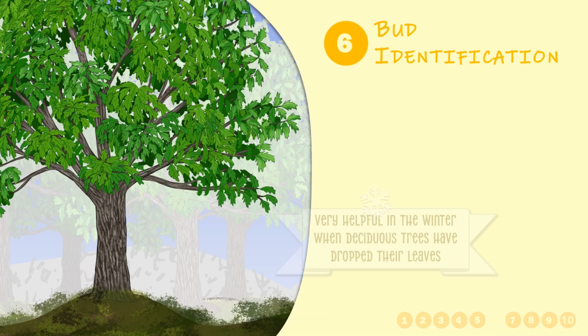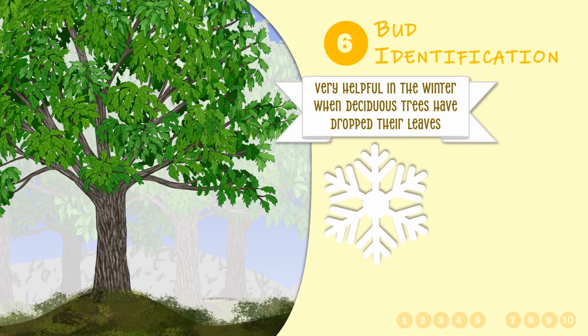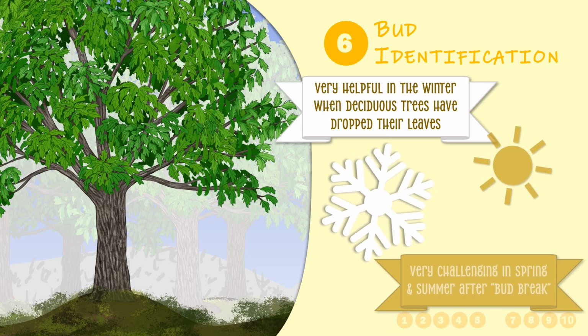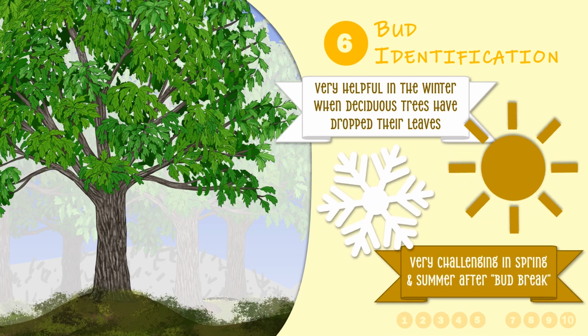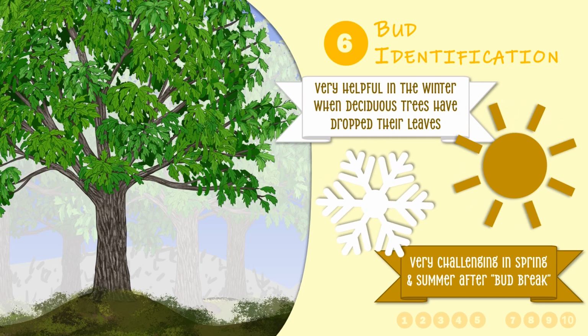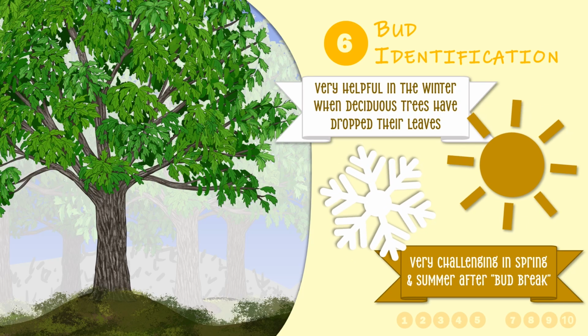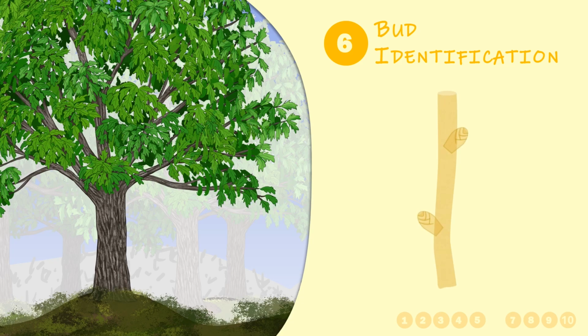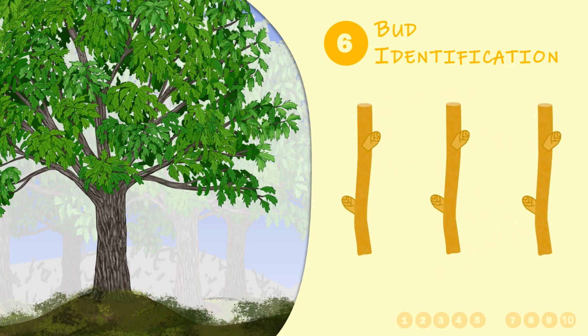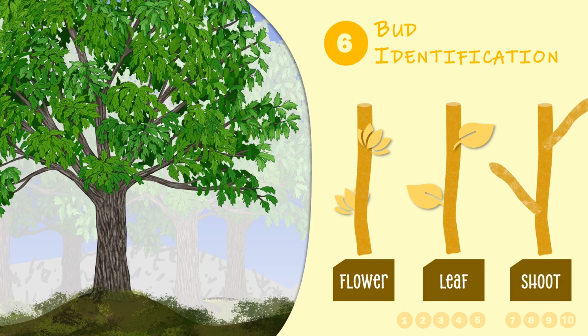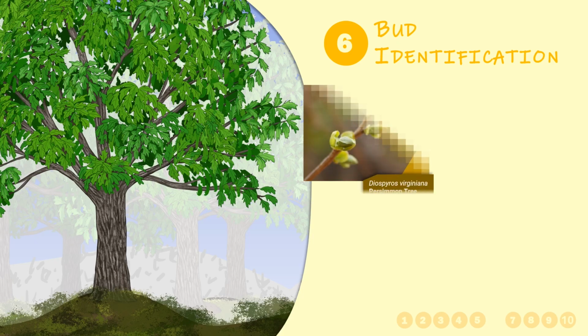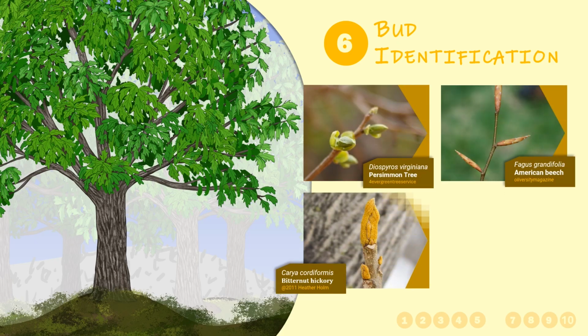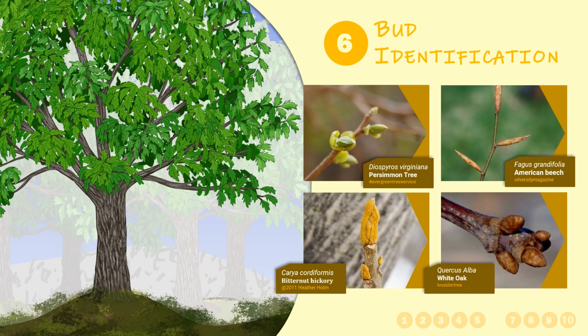Bud identification is very useful in the winter when deciduous trees have dropped their leaves. On the other hand, it's difficult to ID tree buds in spring and summer after what's called bud break, when the new buds are not yet fully formed. Buds look like tiny knobs on a twig. In spring, they develop into a flower, leaf, or shoot. They come in all different shapes and sizes depending on the species, and their texture can be smooth, hairy, or scaly. But it's not just how they look, but also the way the buds are arranged on the twig that gives clues about the species ID.